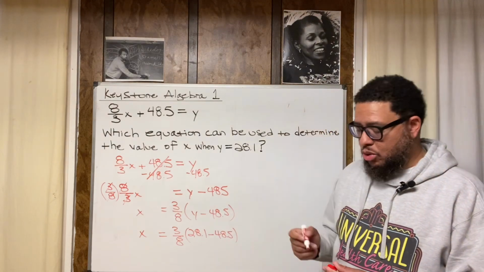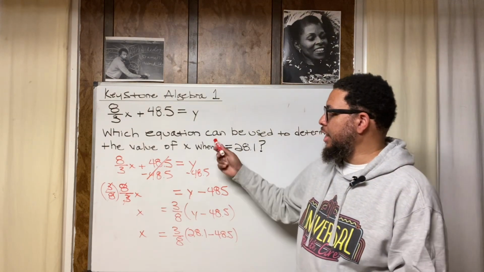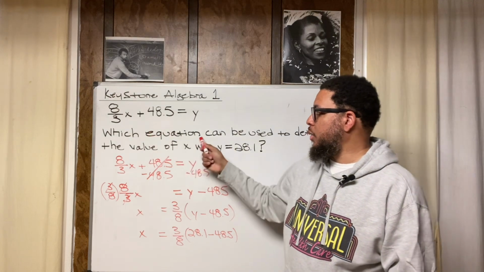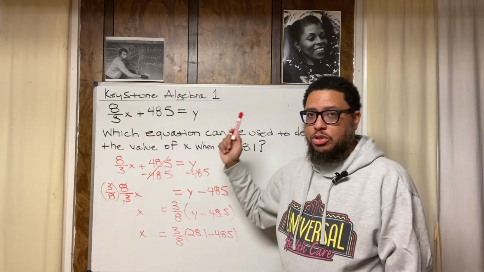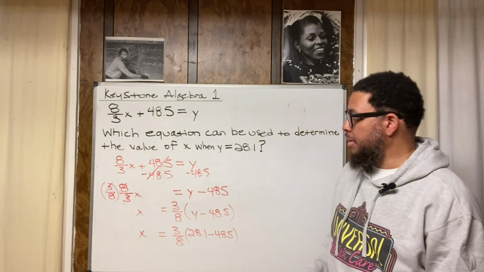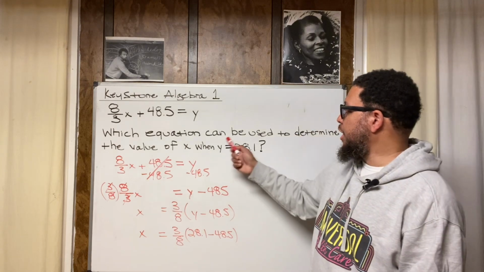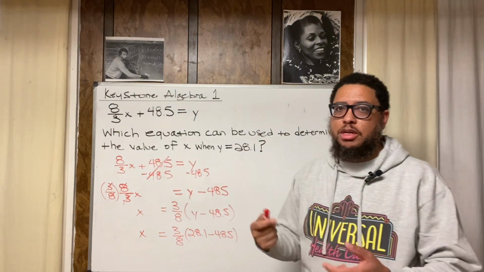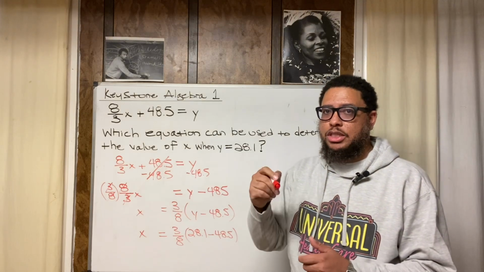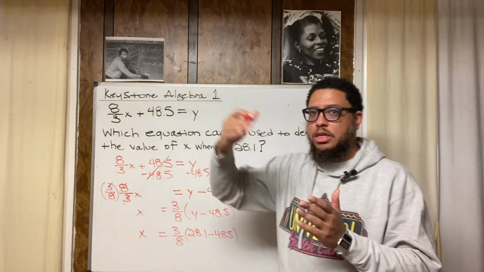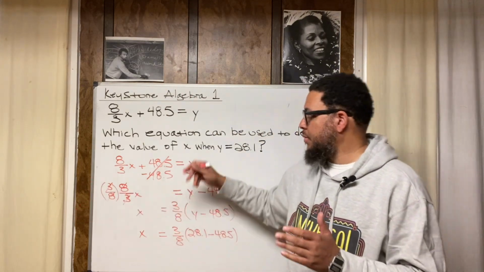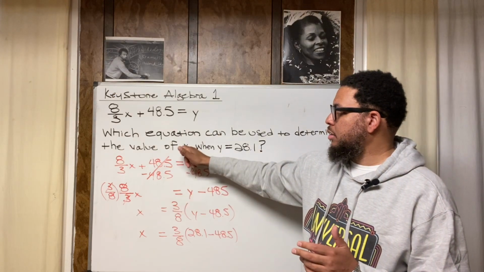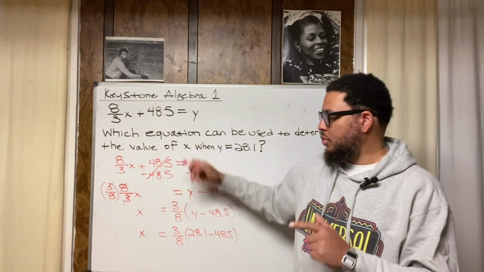But the key to this question is understanding the language of math. Which equation, meaning which of the 4 multiple choice answers that you'll see underneath the video, can be used to determine the value. When you want to determine the value of something, that means set up an equation where that variable is equal to an expression on the other side, right? The value of x. So basically, what is x equal to?